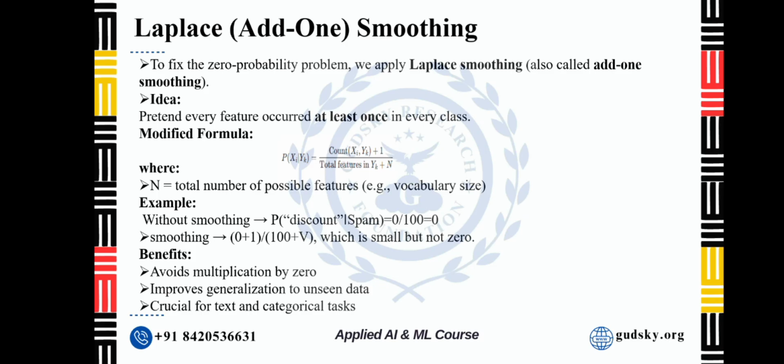So the benefits of Laplace smoothing are that it avoids zero multiplication errors, handles unseen data perfectly, improves generalization, and works for text and categorical features. Even if your model encounters a brand new word during prediction, it will still assign a small probability instead of crashing the entire prediction. That's how naive Bayes maintains stability and reliability even with imperfect or unseen data. So this is how we use Laplace for naive Bayes.